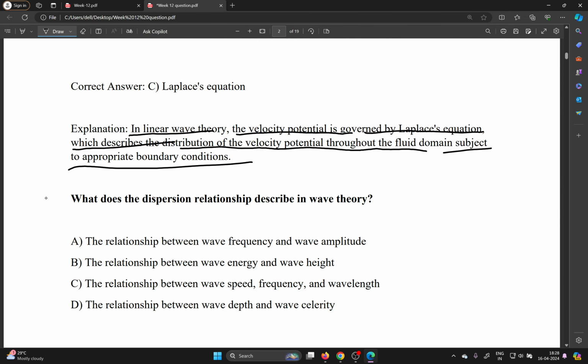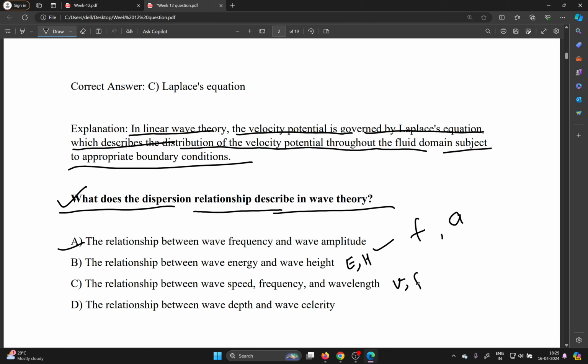Okay. So what does the dispersion relationship describe in wave theory? Dispersion relationship: the relation between wave frequency and wave amplitude, that is F and A; the relationship between wave energy and height; the relationship between wave speed V, frequency and wavelength lambda; and the relationship between wave depth and wave celerity C. Celerity is very important in terms of open channel hydraulics also.